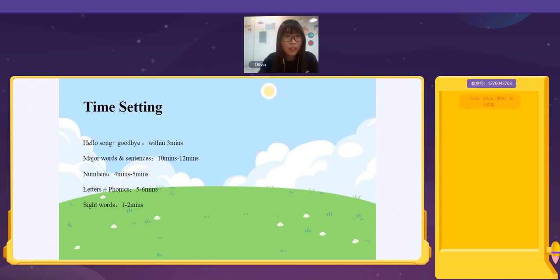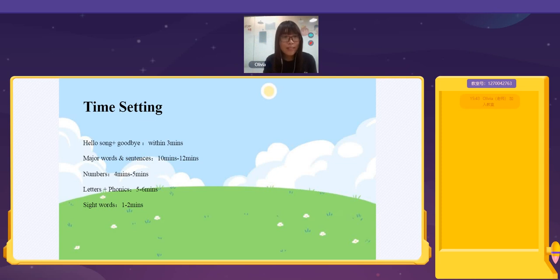The first one is hello song plus goodbye within 3 minutes. It's especially for the hello song, which is in our warm-up part. The warm-up part should not be over 30 seconds, so teachers can control the time, and when they play the warm-up song, it should not be played over 2 times. I mean, we just play the warm-up song once, and then we start to teach our aim words step by step. Control the warm-up time.